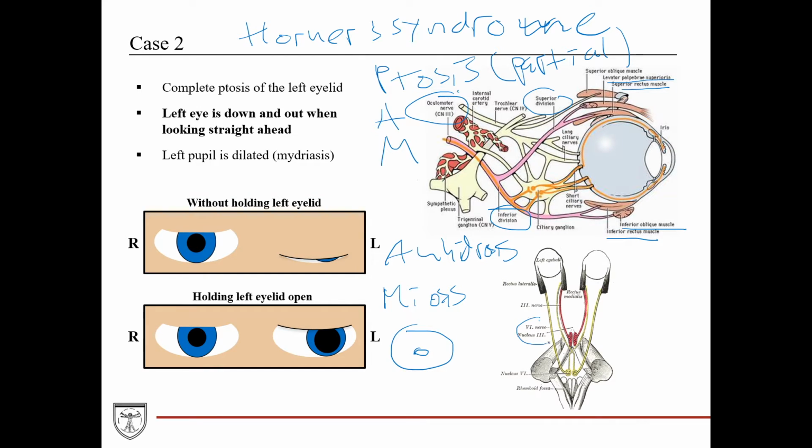And then if you look here, let's look at the cranial nerves here. Cranial nerve 6 innervates lateral rectus, and then cranial nerve 4 innervates superior oblique. And so again, superior oblique and lateral rectus, since they each have their own nerves, they're not innervated by cranial nerve 3. It's able to go down and out.